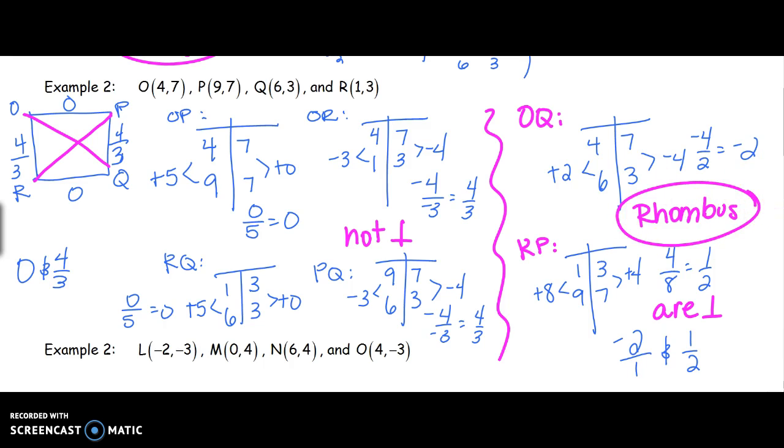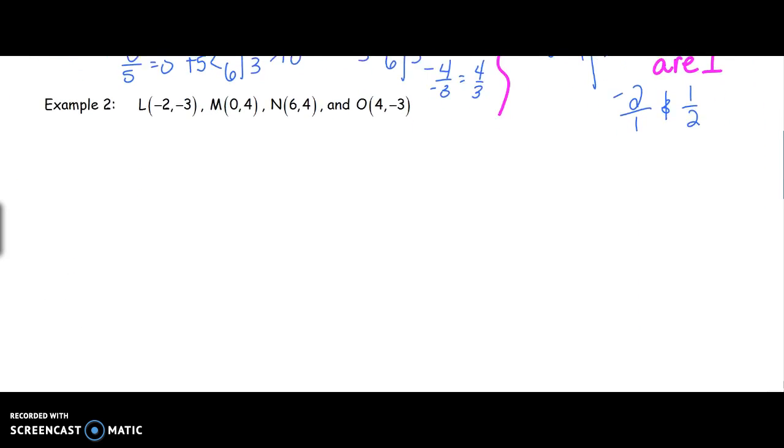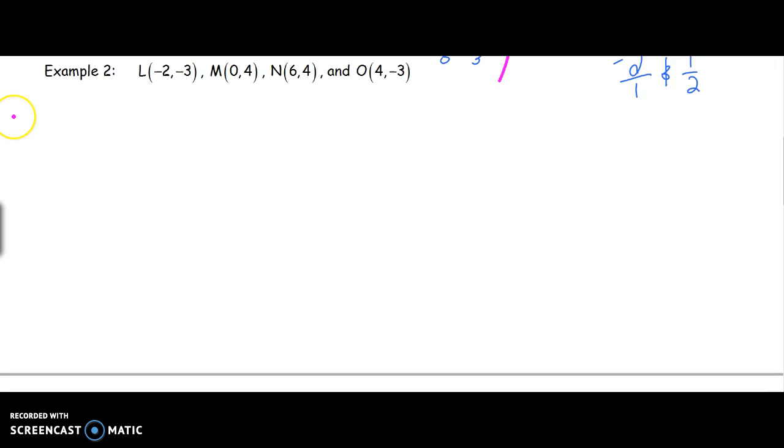So I want you to take a second, try this last example, and write down what you get. I'm going to pause the computer, so if you keep it playing, it's going to continue to go.